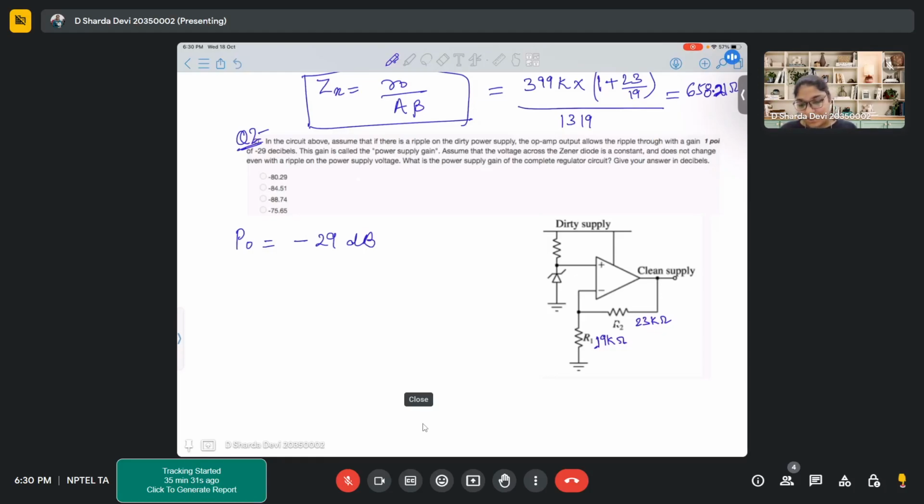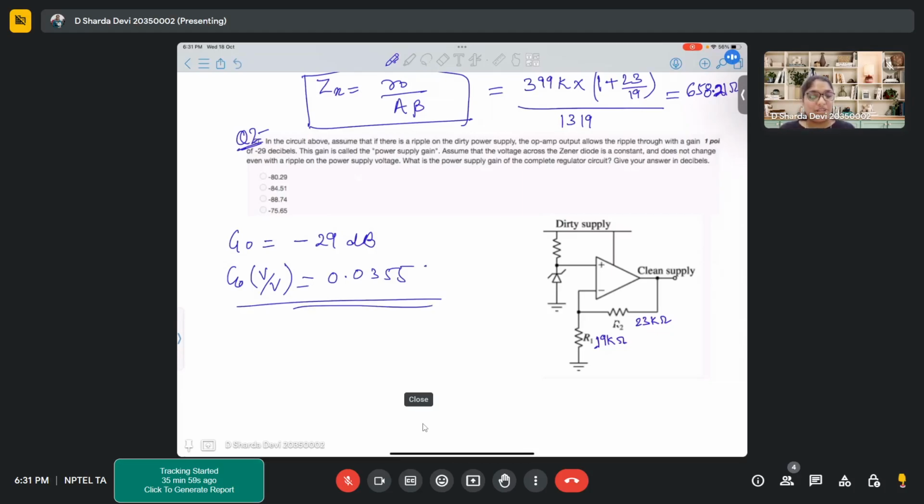So this power supply gain, let's write it as G naught. The power supply gain was G naught, which was like 29 decibels. Now, if we convert it into volt by volt, this comes out to be 0.0355. Okay, so this is the gain.